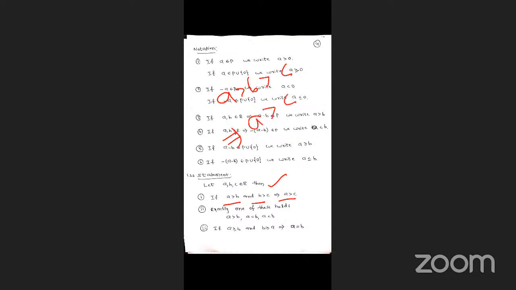A is greater than C. This is the first one. And the second one: A is greater than B, A is equal to B, A is less than B. Exactly one of these holds, given the number system. In a given problem, only one is true. This is the second one by the statement.